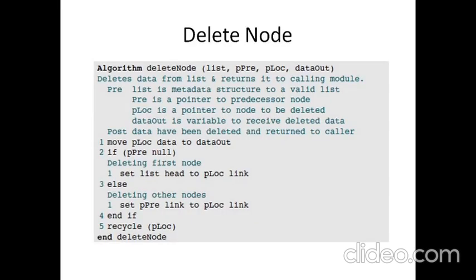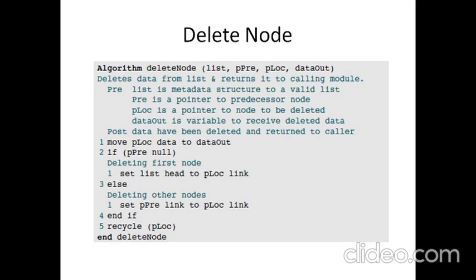Next is delete operation. So deletion is also having the same condition, that you may have to delete it from the beginning, from the middle, or from the end. But deleting from an empty list is not going to happen. We only have to consider 3 options. So what is the algorithm? Let us observe the algorithm. If P pre is null, set list head to P location link. So if P pre is null, once again we are trying to remove from the first node.